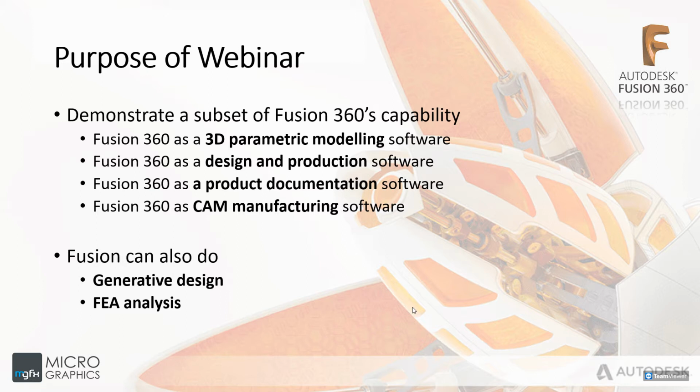Okay, so why did we decide to make this webinar? Well, we wanted to demonstrate a subset of Fusion 360's capabilities. So we wanted to show the following, and I decided to break it down into 4 main ideas. Those 4 being Fusion 360 as a 3D parametric modeling software. So we know what parametric modeling means. It simply means that the design process is based on features and constraints rather than direct modeling.